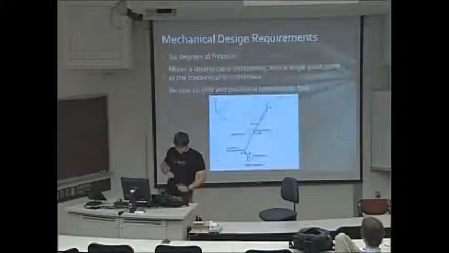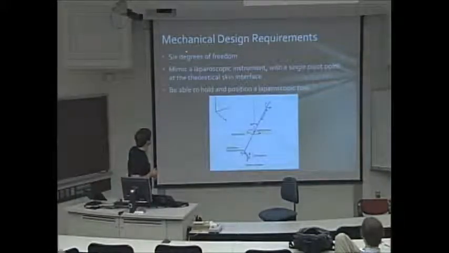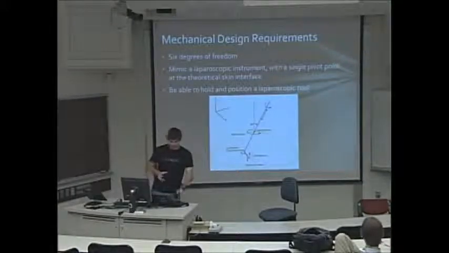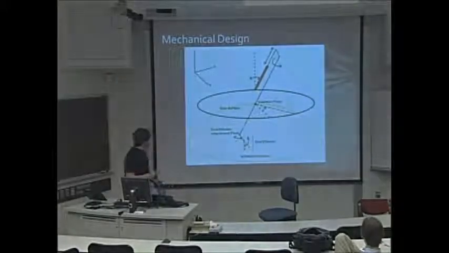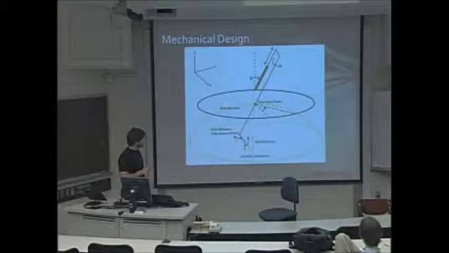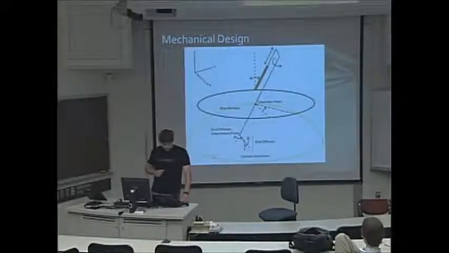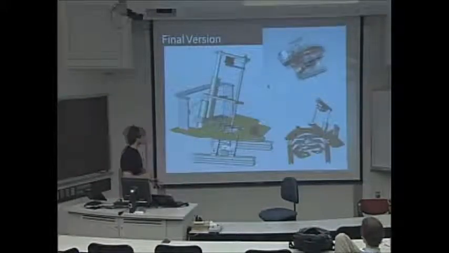So the mechanical design. The big picture is, once again, we needed 6 degrees of freedom. It had to mimic a laparoscopic tool, and it had to position a real laparoscopic tool. So what we decided to do is use a linear actuator to move this rod in and out, have a turntable that would cause the maximum axial rotation, have some way to turn the rod for minimal axial rotation. You have 2 end effectors, or 2 degrees of freedom in the end effector, and some way to tilt the linear actuator. And so the final version is this. This is a SolidWorks model.